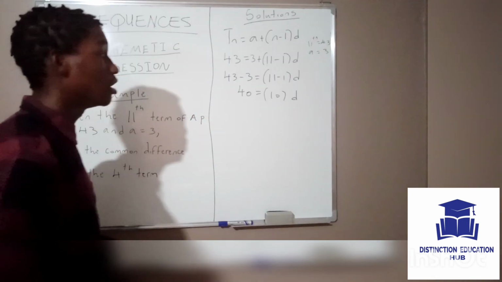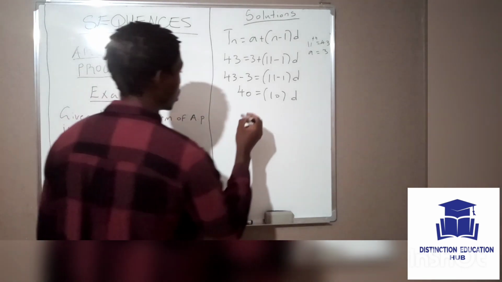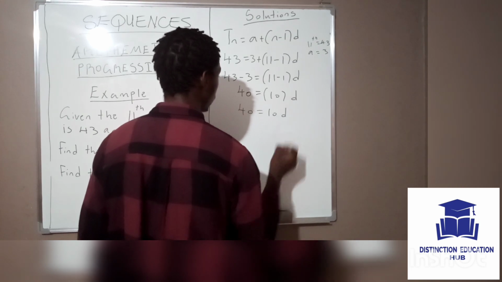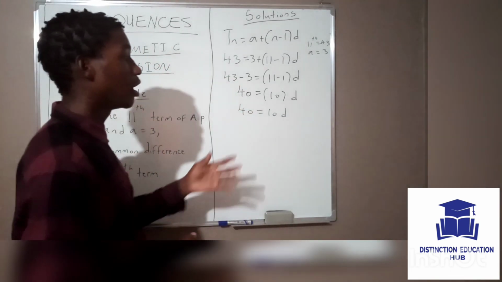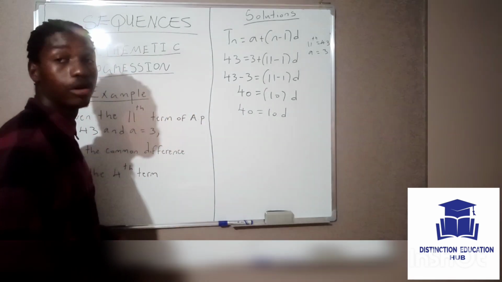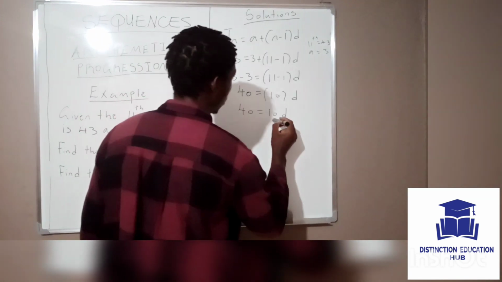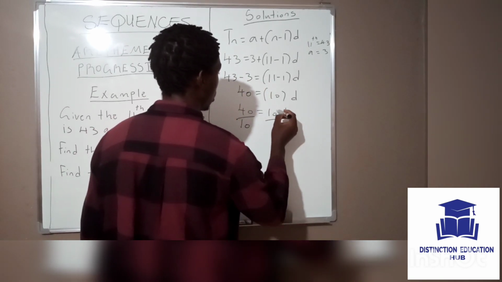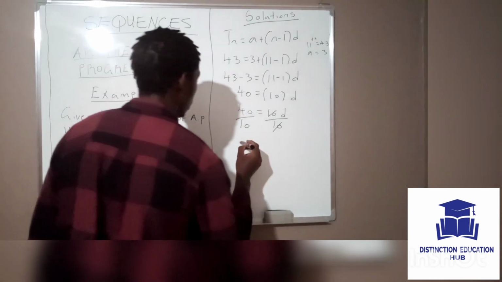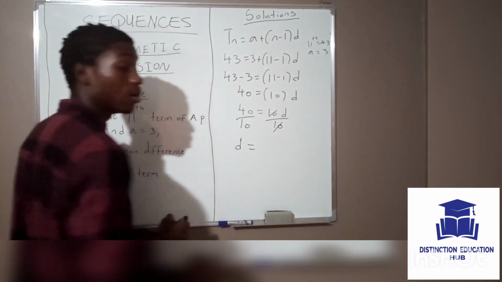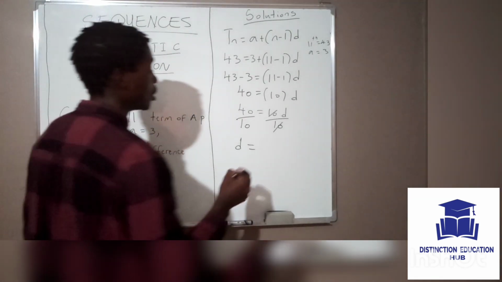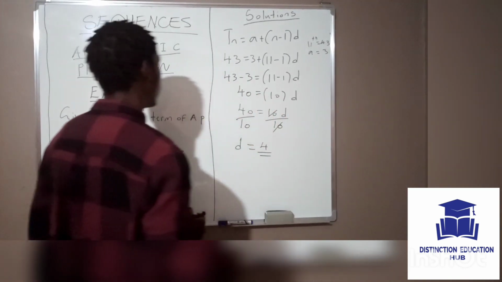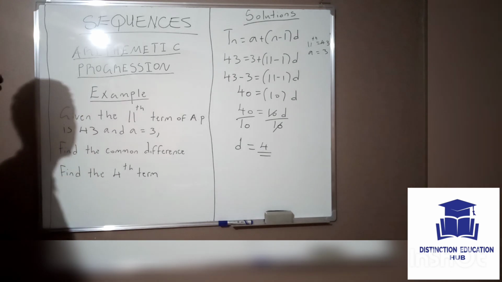Then you multiply the d by the 10. And what will you get? You get 10d. So you say 40 is equal to 10d. Afterwards you divide both sides by 10 in order for you to get your common difference, your d. 10 into 10 is 1, and you remain with d is equal to, how many times does 10 go into 40? 4 times. And you have your common difference. So we've done the first part of the question.